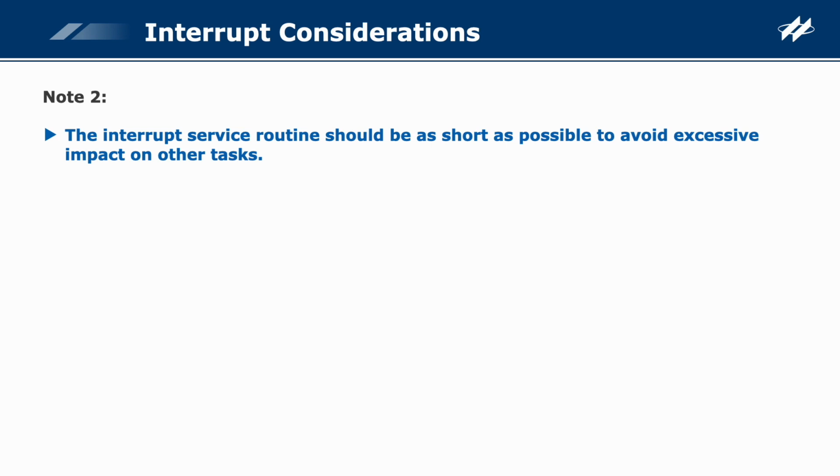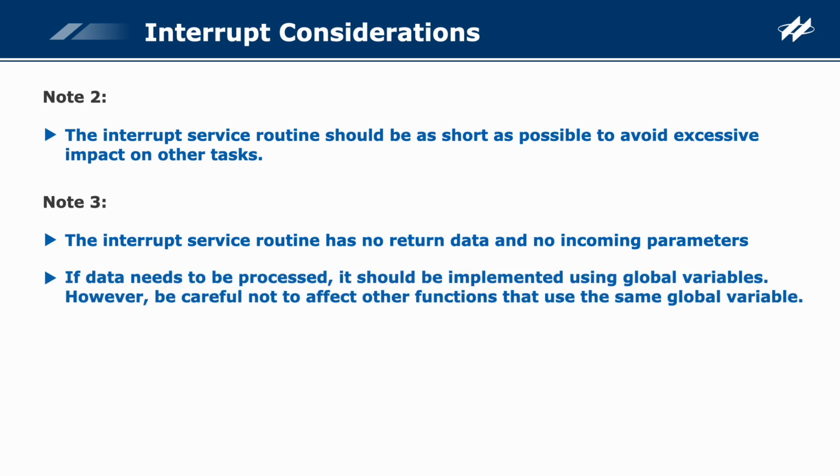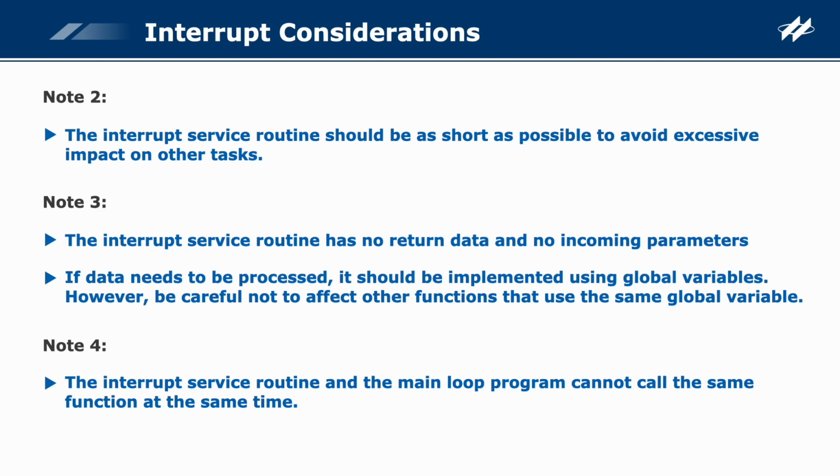In addition, in order to improve the response speed and stability of the system, the interrupt service routine should be as short and efficient as possible to avoid excessive impact on other tasks. At the same time, the interrupt service routine returns no data and does not accept any incoming parameters. If data needs to be processed, it should be implemented using global variables. However, be careful not to affect other functions that use the same global variable. The interrupt service routine and the main loop program cannot call the same function at the same time.